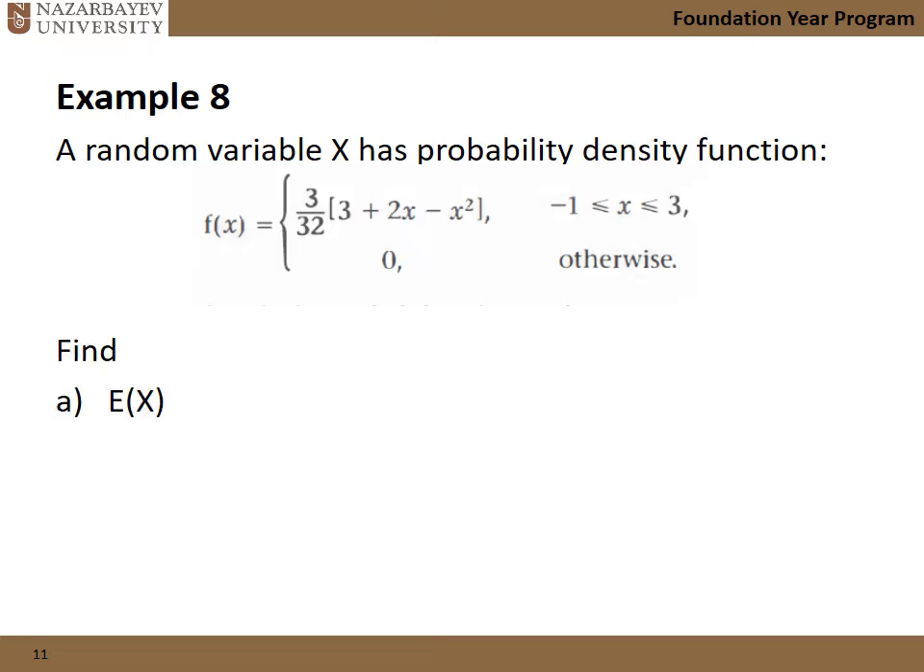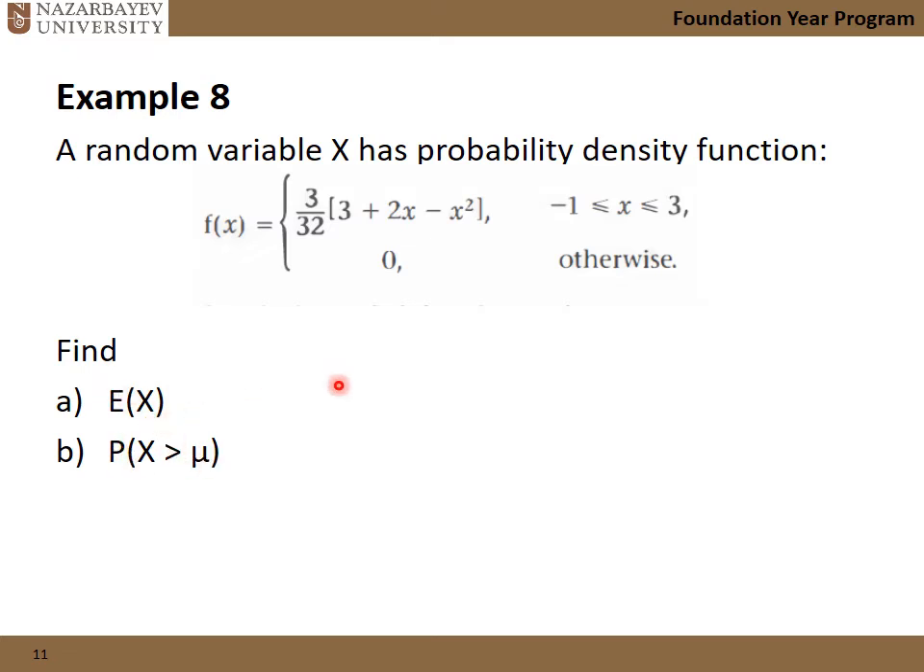Another example. In this example, the PDF is a parabola with a leading coefficient of -1. So this parabola is facing down. And they ask about the mean and other things. They ask, what's the probability for x greater than mu? We need to find mu first, and then I'll show you how to calculate this.